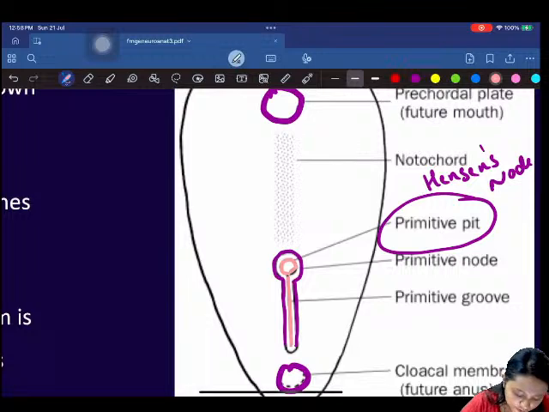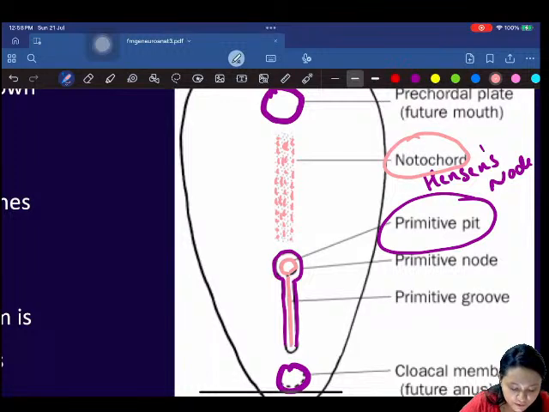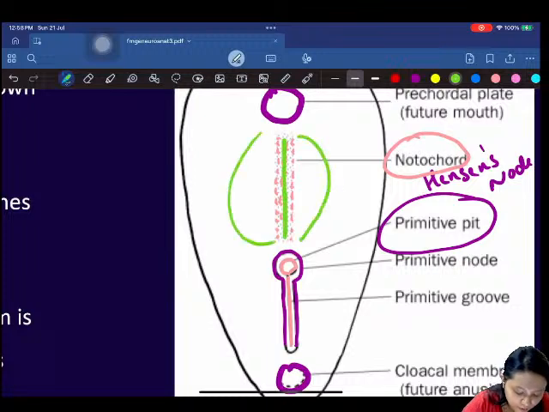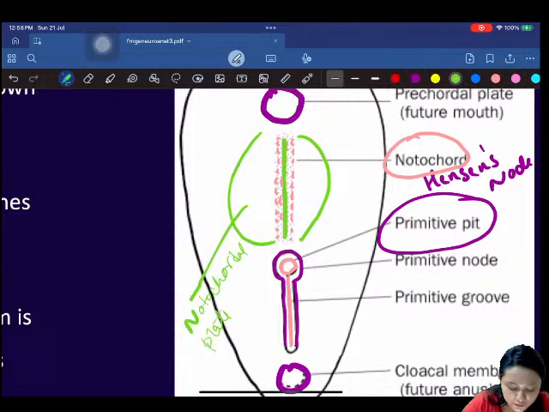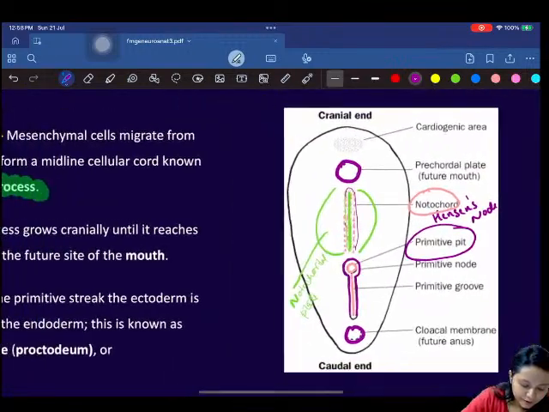Now from this node, certain cells will migrate towards the procaudal plate to form a solid structure first. This solid structure is known as your notochordal process. Then this solid structure will undergo canalization, forming the notochordal canal. Then you will have the neuroenteric canal. Then you will have a plate known as the notochordal plate. And after that only you will have the formation of your definitive notochord. Okay, so till this much it is clear.